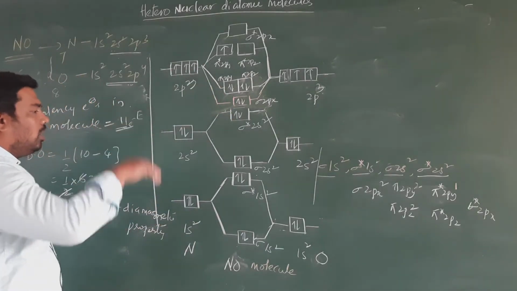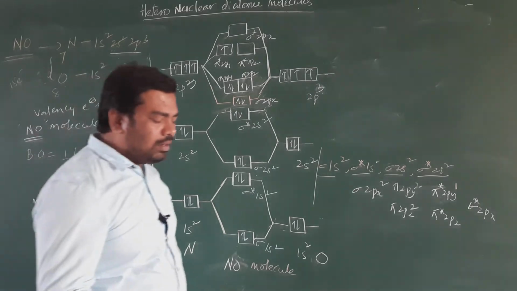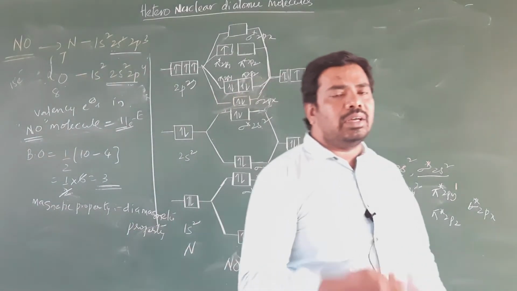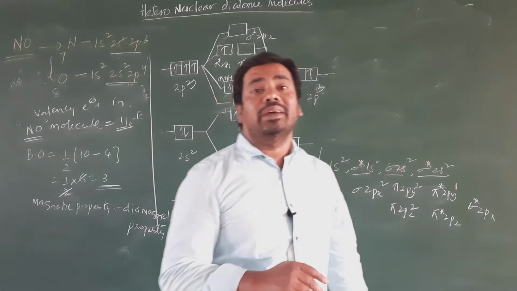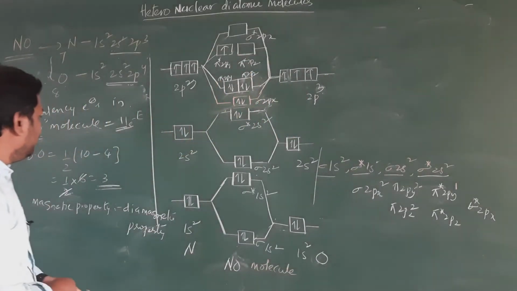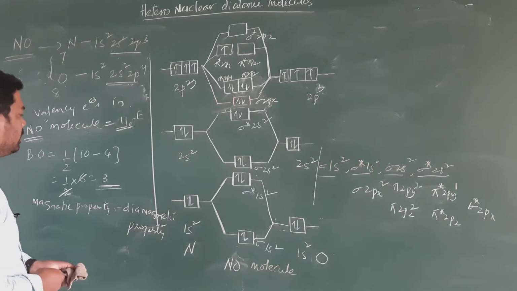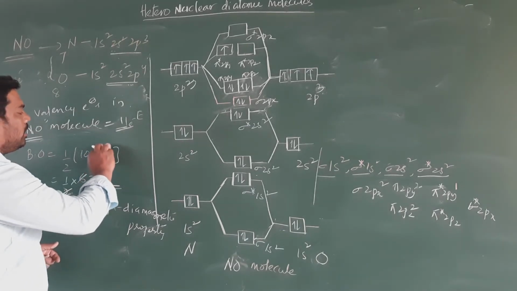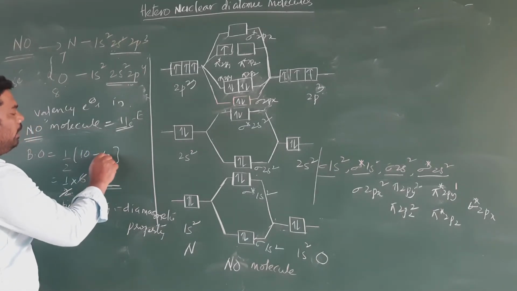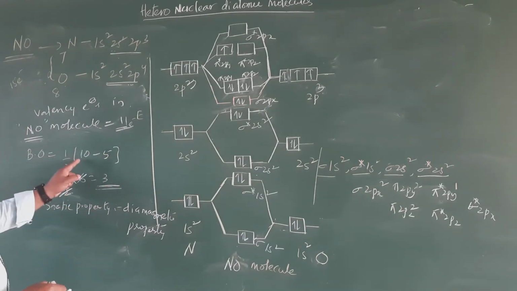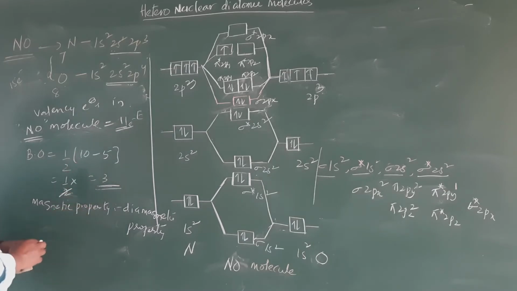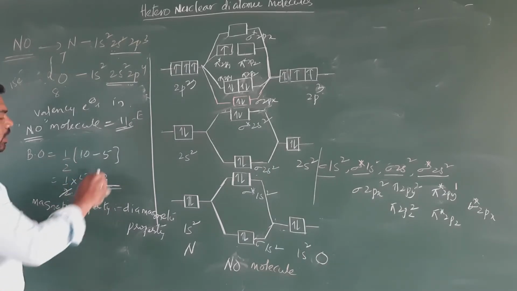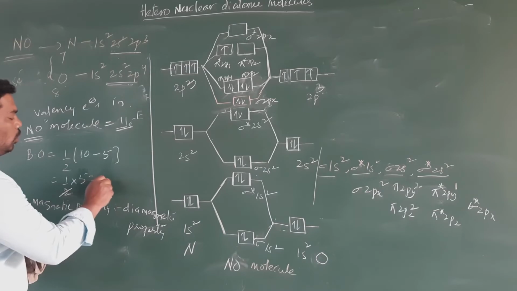So therefore the bond order is reduced. If electrons enter into the anti-bonding molecular orbital, the bond order is reduced by 1 unit. Because the number of anti-bonding electrons increases, the bond order decreases. Clear, student? So here 10 minus 5, that is 5 by 2, which means 2.5. So the bond order of the NO molecule is 2.5.